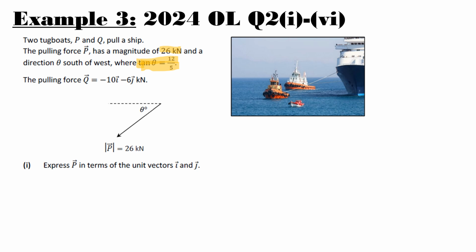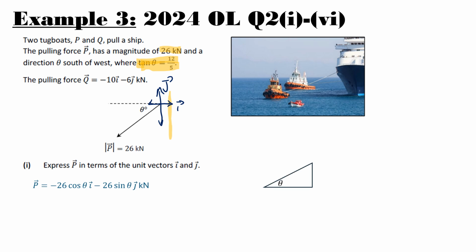South of west is shown on our diagram here, so bear that in mind when we're doing our resolving. So they've given us a force Q as well. So P, we're going to use that idea of resolving our vector, our cos and our sine. Given this, think of your axes here. It's going down and to the left. So there's my i's, here are my j's. So here, both the i and the j are negative. So it's going to look like this: minus the magnitude, so 26 cos theta i, minus the magnitude, so minus 26 sine theta j, kilonewtons.